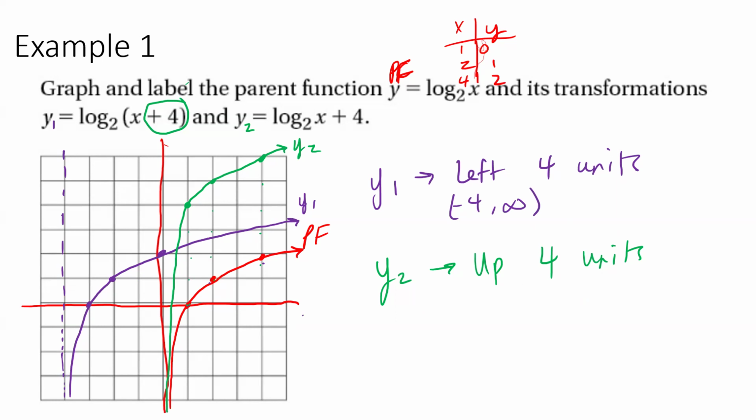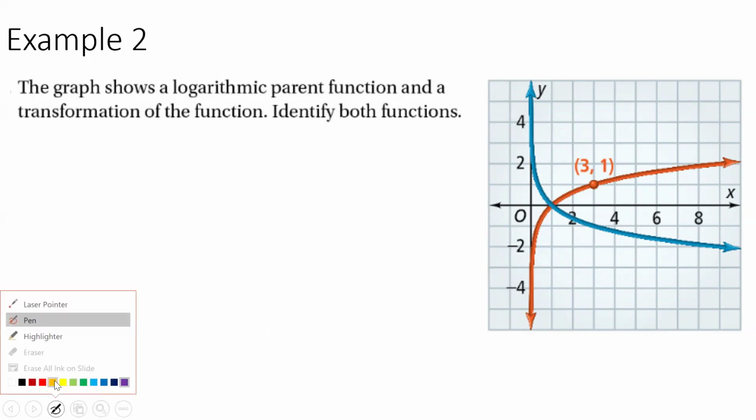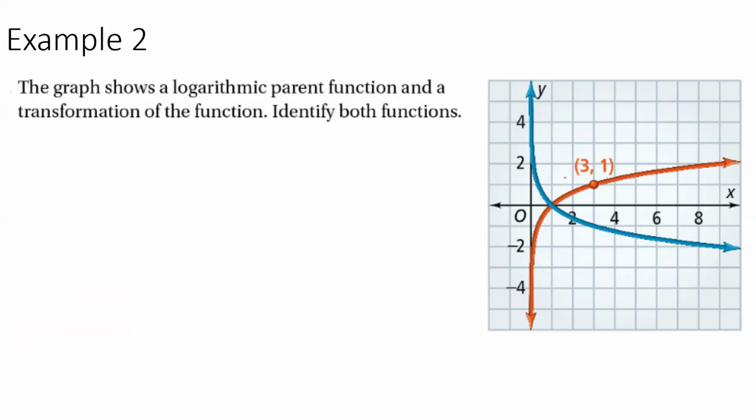Yes. All right. Up next is going backwards. If I give you a graph and I say identify the parent function and then identify the transformation, there are things that you want to look at. You want to look at what is your value for y equals 1, because that tells us our b, our base, right? And then from there, how did the graphs change?